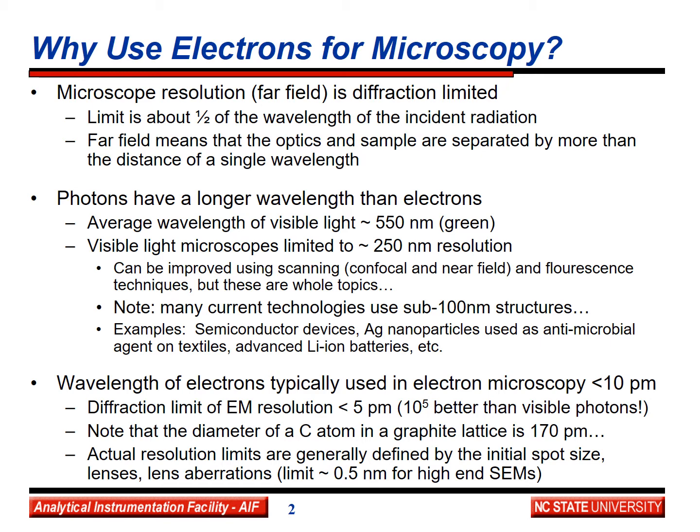As it turns out, microscope resolution in the far field is diffraction limited, and that limit is about 1/2 of the wavelength of the incident radiation. In this case, the far field means that the optics and the sample are separated by more than the distance of a single wavelength. Photons have a much longer wavelength than energetic electrons, with the average wavelength of visible light being on the order of 550 nanometers. This means that visible light microscopes are limited to about 250 or so nanometer resolution.